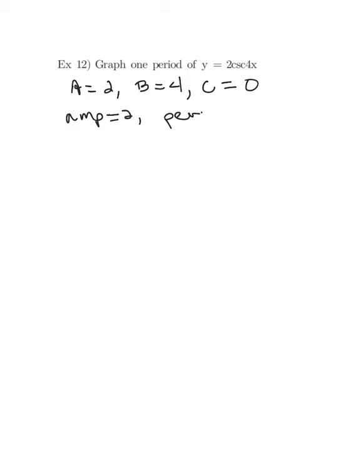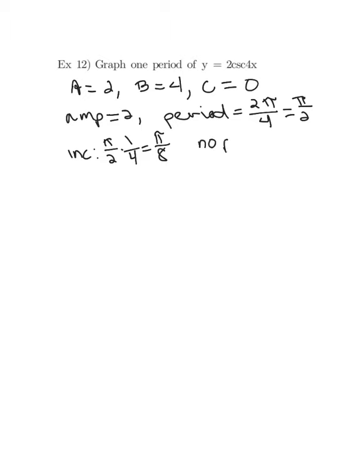Period will be standard length of 2 pi divided by 4, which simplifies to be pi over 2. The increments will be pi over 2 divided by 4, or times 1/4, which gives us pi over 8. And since c is 0, we have no phase shift.